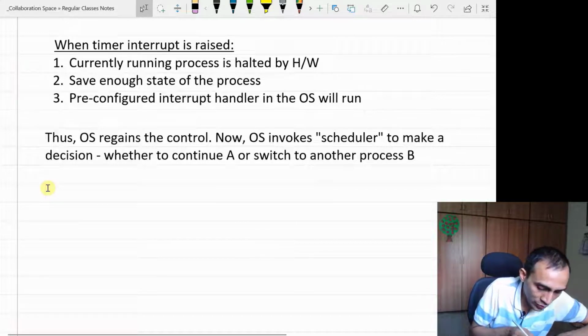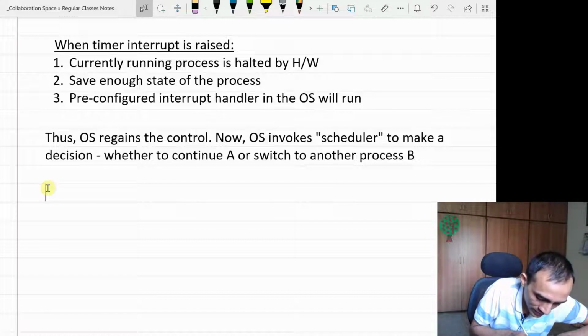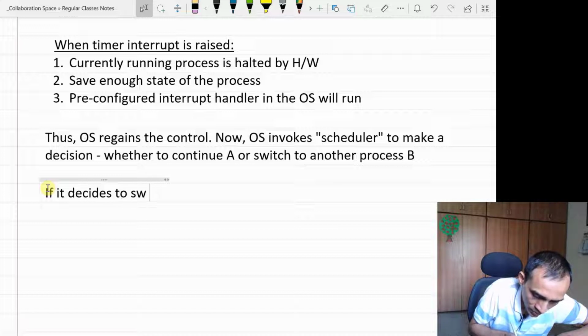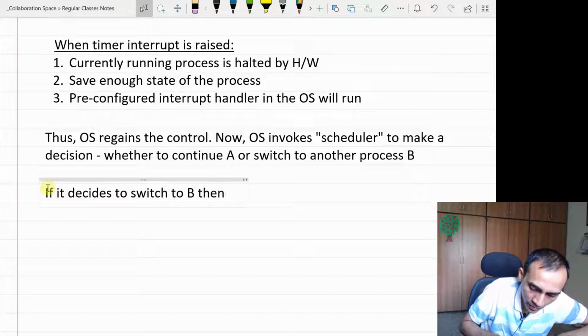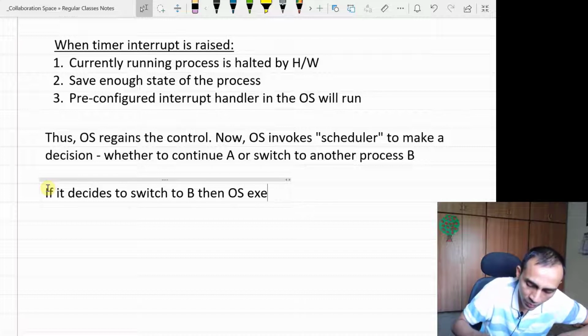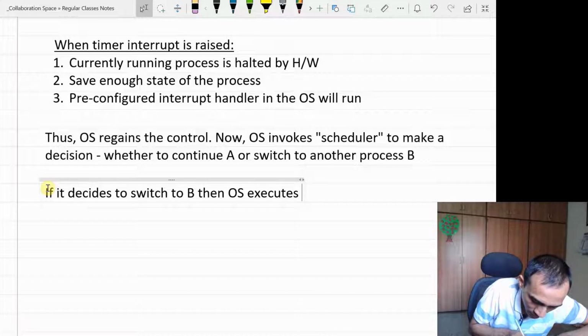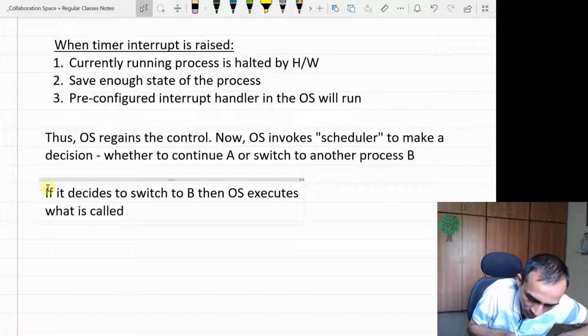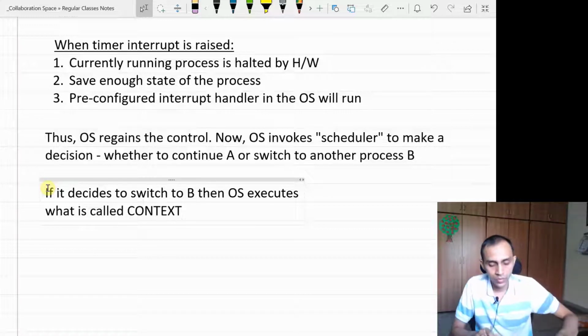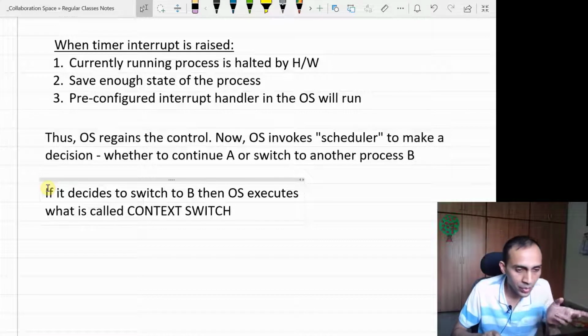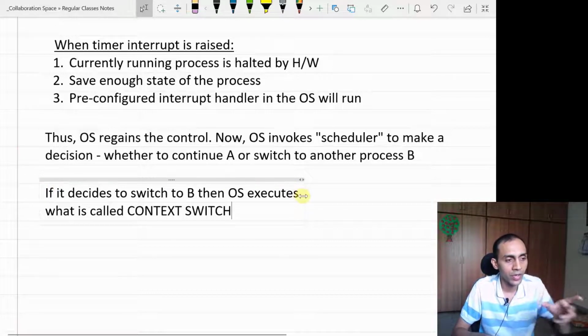Now, if it decides to switch to process B, then the OS has to do the following thing. Then the OS executes something which is called a context switch. I'll write it. This is an important term which we will keep on encountering again and again. Whenever a switch happens between processes, that thing is called a context switch.